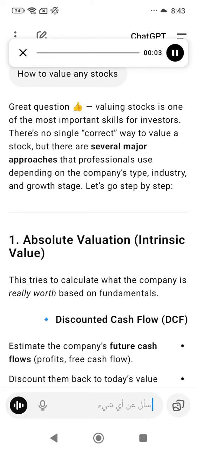Valuing stocks is one of the most important skills for investors. There's no single correct way to value a stock, but there are several major approaches that professionals use depending on the company's type, industry, and growth stage. Let's go step by step.